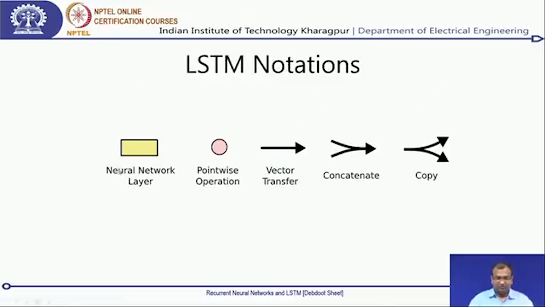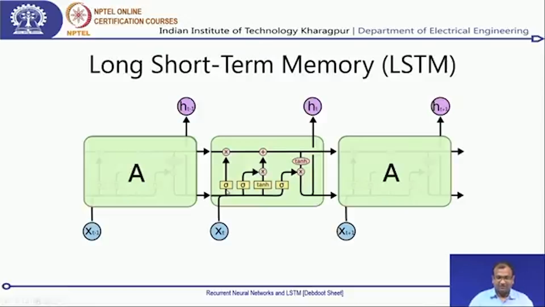Okay. So let's get into some of the notations which we have. You need to get used to certain of these new notations. Whenever there is a yellow block, that typically denotes some sort of a neural network layer. If you have a pink circle, that's a pointwise operation. So these kinds of operations are pointwise operations, where each element of the tensor goes through one of these operations.